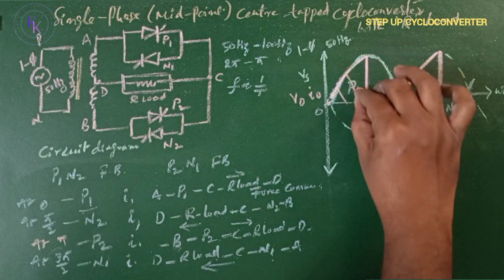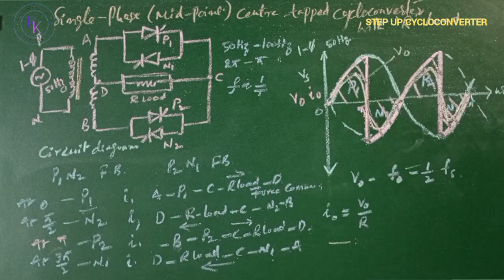These are the output voltages. Now this is how a single phase center tapped or midpoint cycloconverter works for stepping up and stepping down the given frequency.